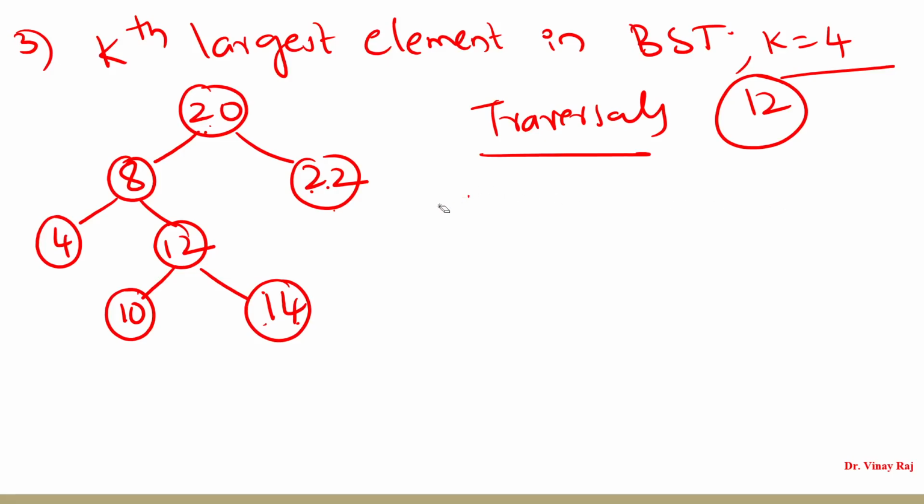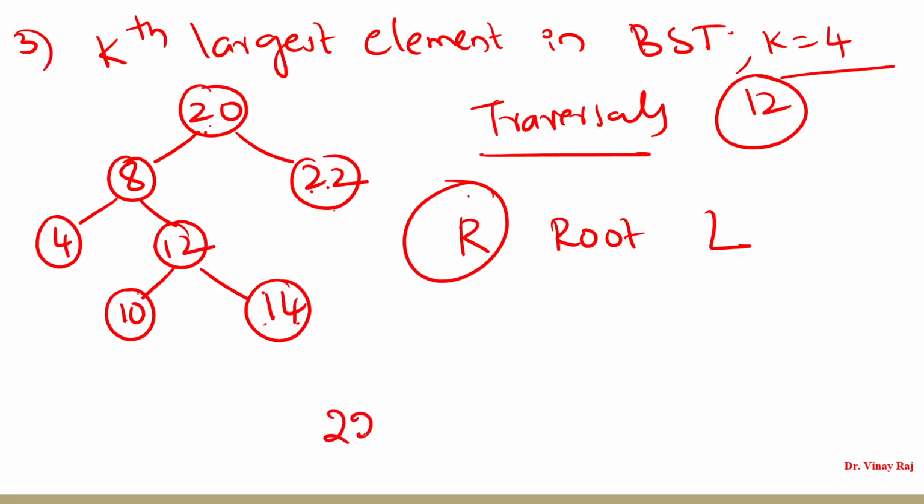What is that? You have to first do right, then root and then left. Why? All the largest elements are on the right side only. So arrange them in that order. First the largest element is 22, then next comes 20, then 14. This way it goes, right?